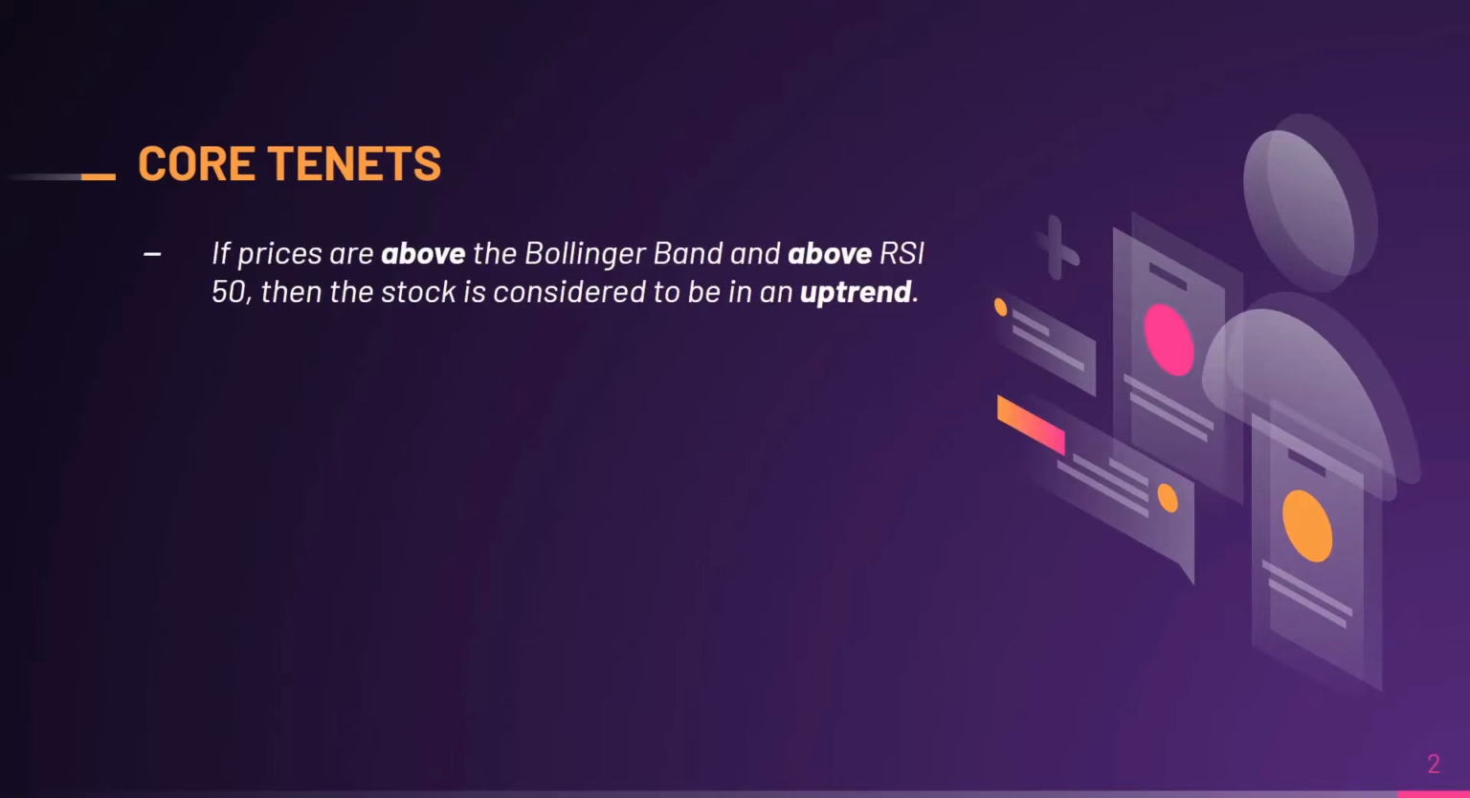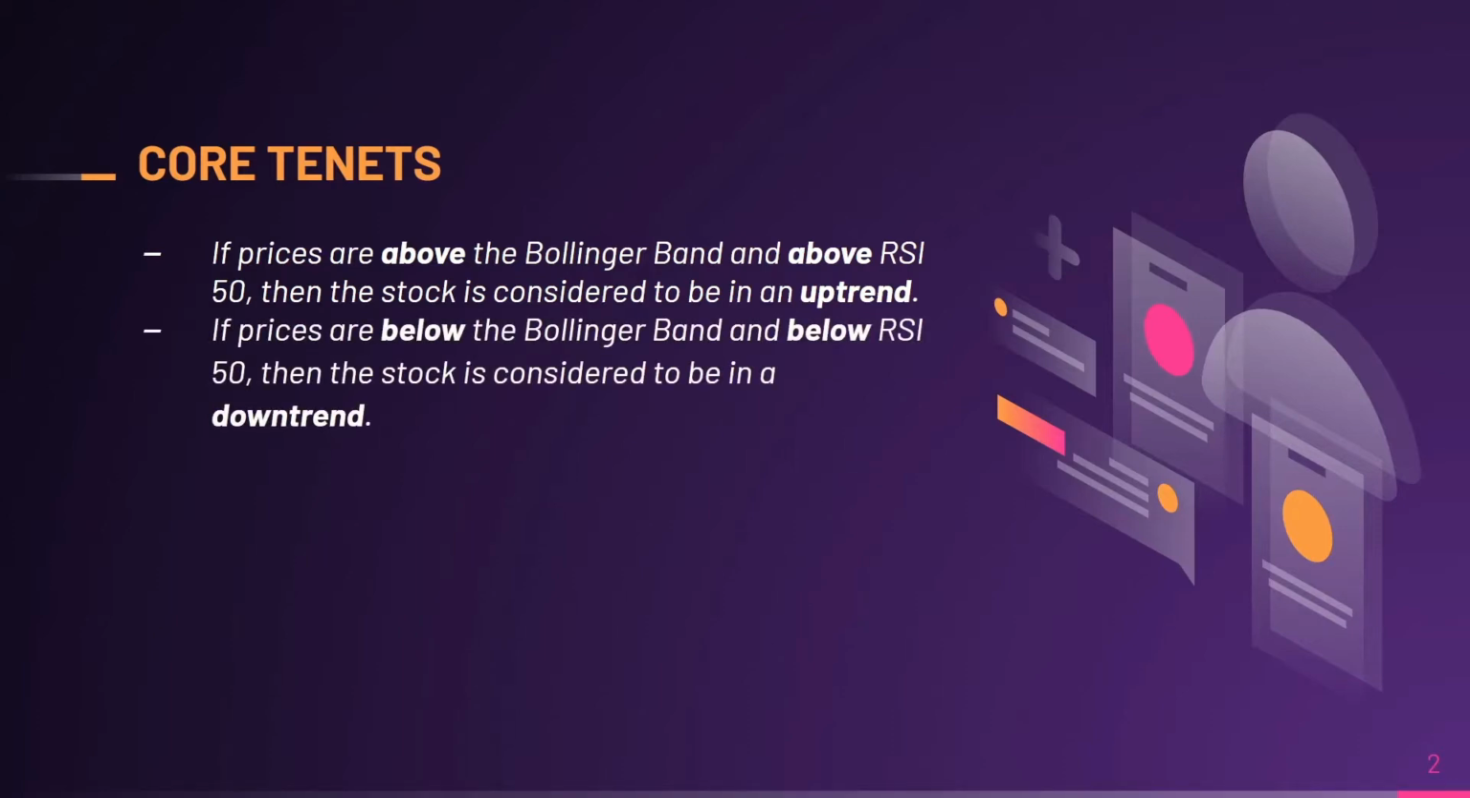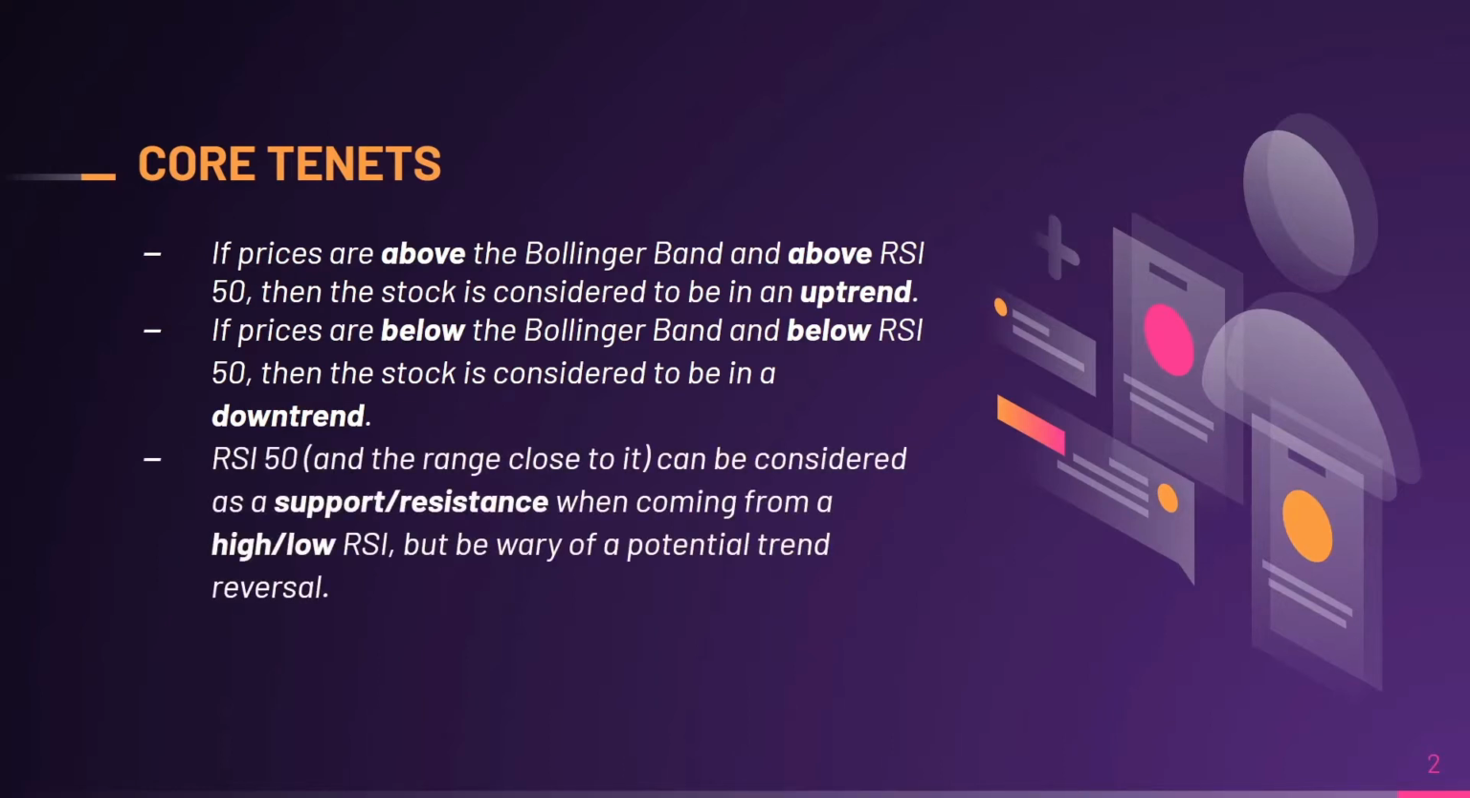The first, if prices are above the Bollinger Band and above RSI 50, then the stock is considered to be in an uptrend. The opposite is also true. If prices are below the Bollinger Band and below RSI 50, then the stock is considered to be in a downtrend. Okay? RSI 50 and the range close to it, meaning yung area na malapit sa kanya, can be considered as a support or resistance level when coming from a high or low RSI. But be wary of a potential trend reversal.